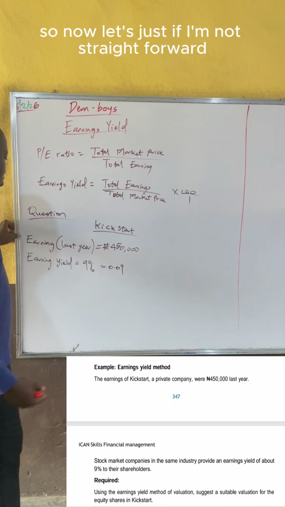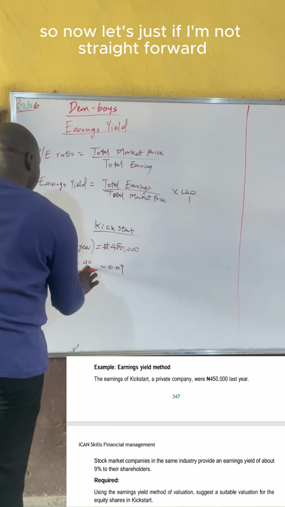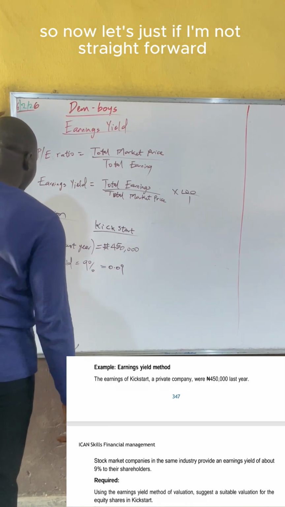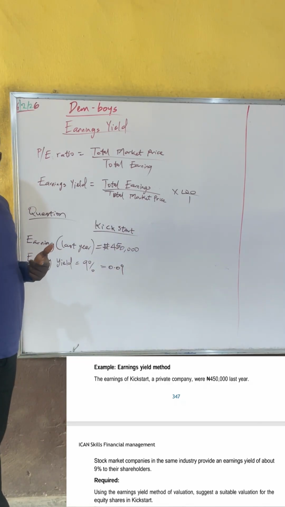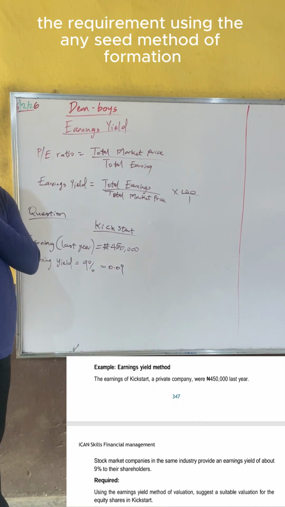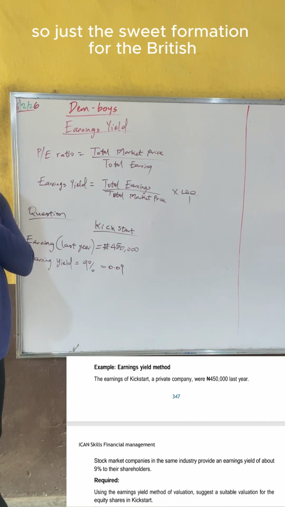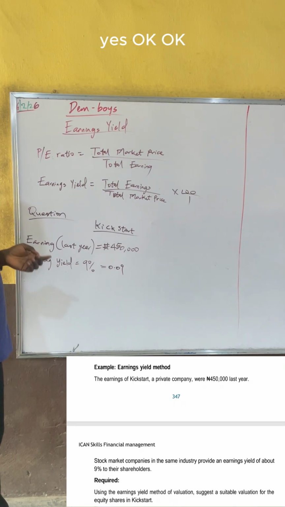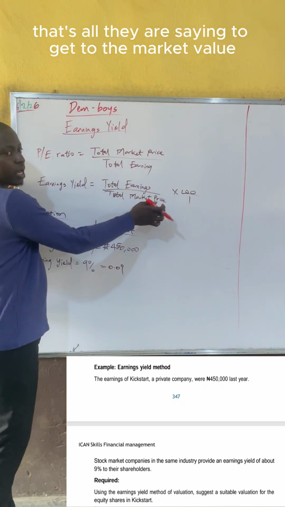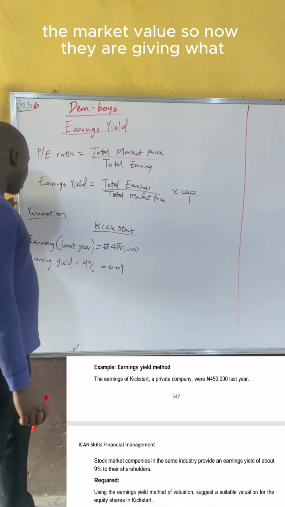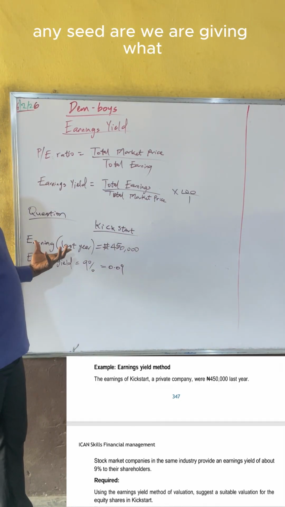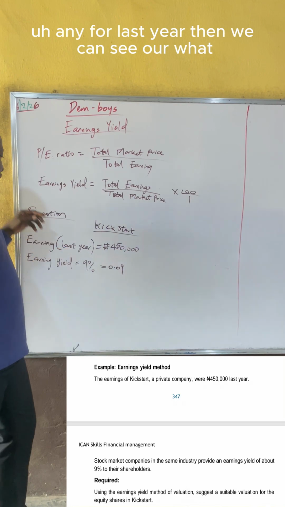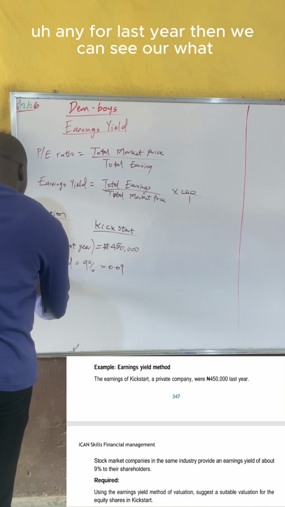So now the formula is straightforward. The requirement says using the earnings yield method of valuation, suggest a suitable valuation for the equity shares. That's what they are saying, we should get to the market value. So now, we are given the earnings yield, and we are given the earnings for last year.